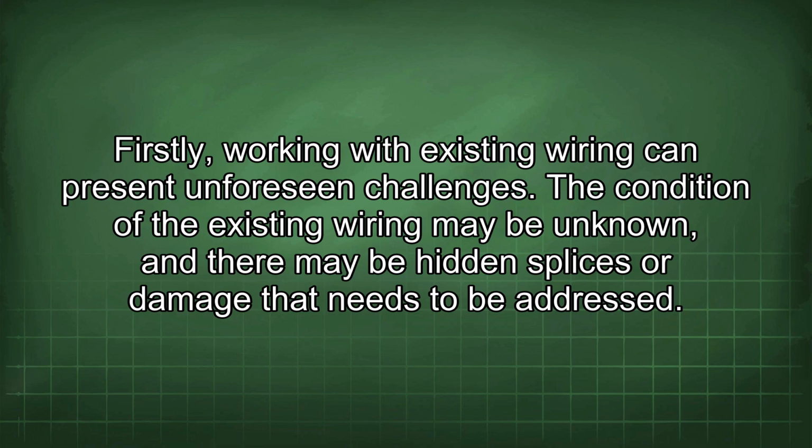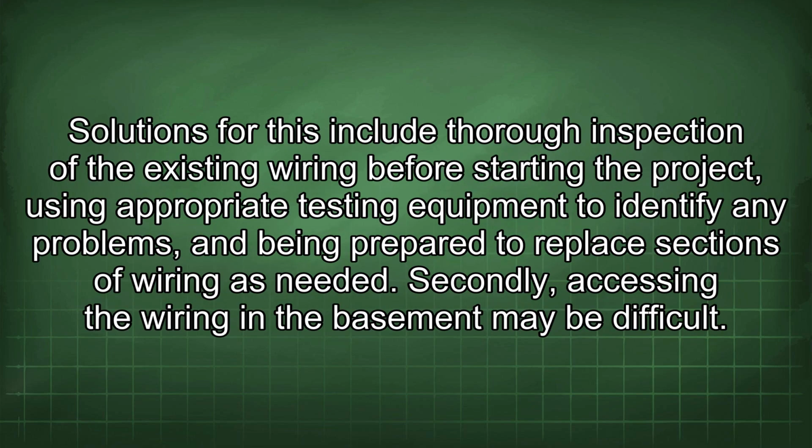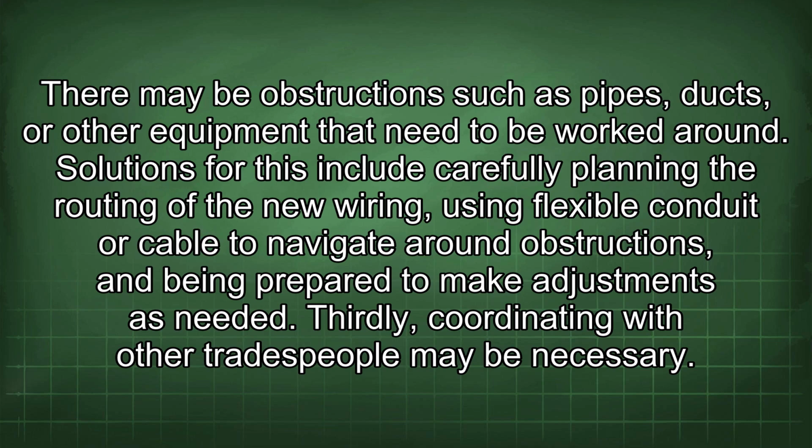The condition of the existing wiring may be unknown, and there may be hidden splices or damage that needs to be addressed. Solutions for this include thorough inspection of the existing wiring before starting the project, using appropriate testing equipment to identify any problems, and being prepared to replace sections of wiring as needed. Secondly, accessing the wiring in the basement may be difficult. There may be obstructions such as pipes, ducts, or other equipment that need to be worked around. Solutions for this include carefully planning the routing of the new wiring, using flexible conduit or cable to navigate around obstructions, and being prepared to make adjustments as needed.